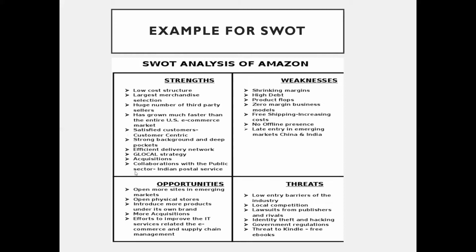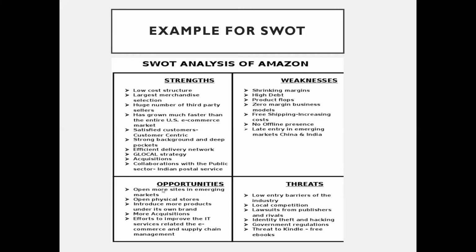If you observe, all these aspects are positive, and these are the strengths of Amazon business. If you see the negative aspects: shrinking margins, high debt, product flops, zero margin business models, free shipping increasing cost, no offline presence, late entry in emerging markets like China and India. All these are some of the weaknesses of Amazon, which Amazon has to identify and convert into its strength.